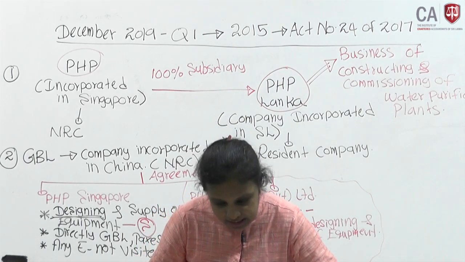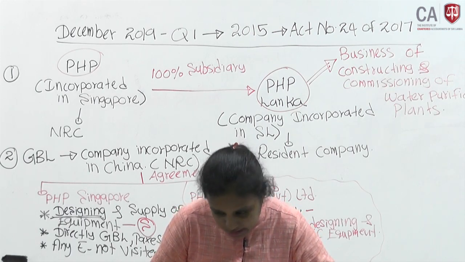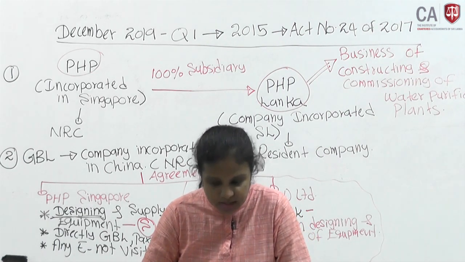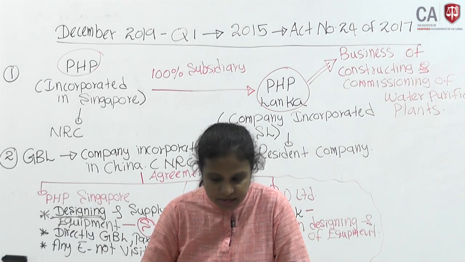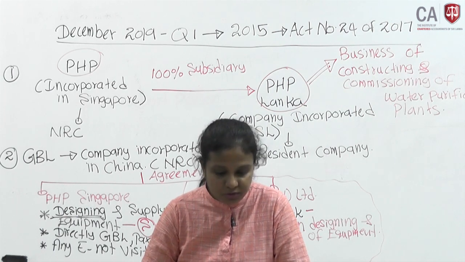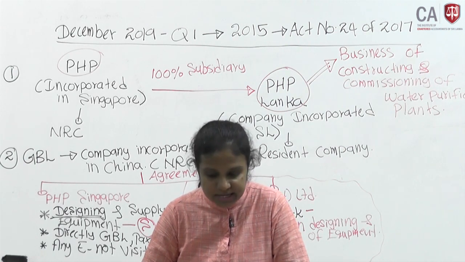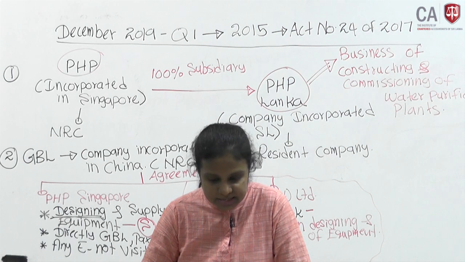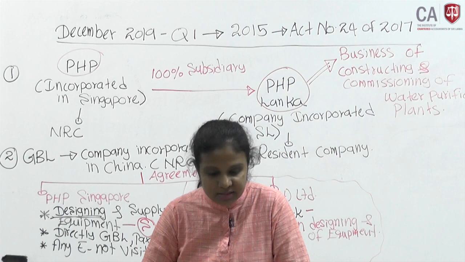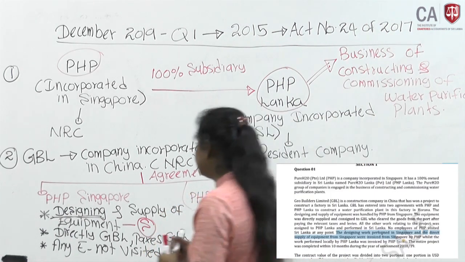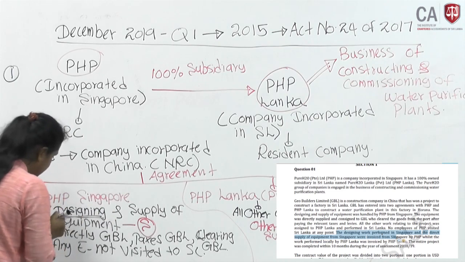After that, the designing work was performed in Singapore and the direct supply of equipment from Singapore was invoiced from Singapore by PHP, while the work performed locally by PHP Lanka was invoiced by PHP Lanka. Now see, the designing work performed in Singapore and the direct supply of equipment from Singapore were invoiced from Singapore. Design work has been done. This is talking about the designer.